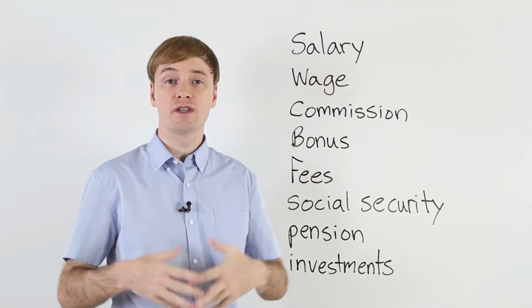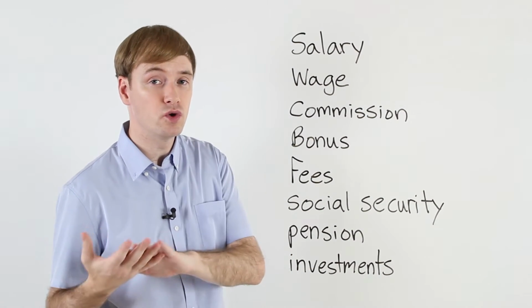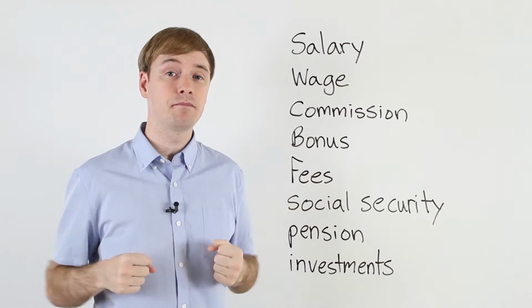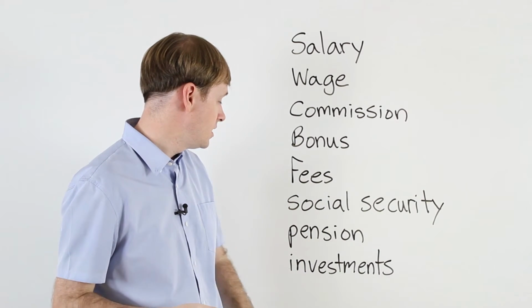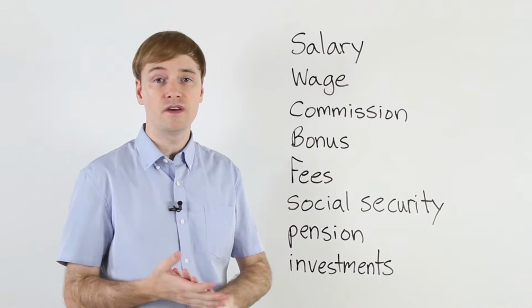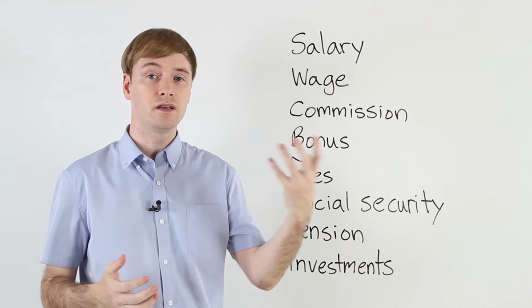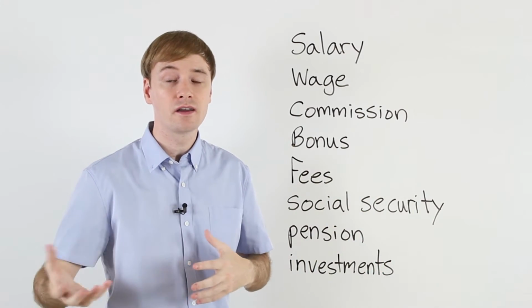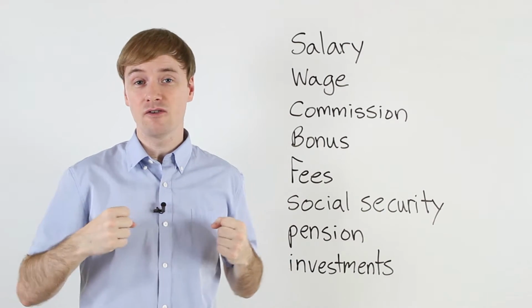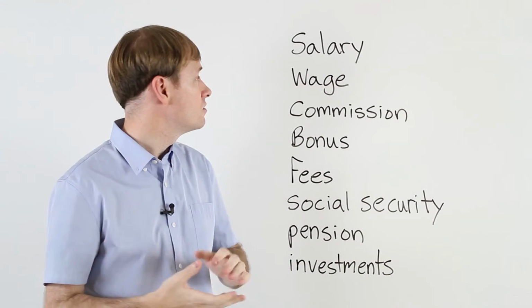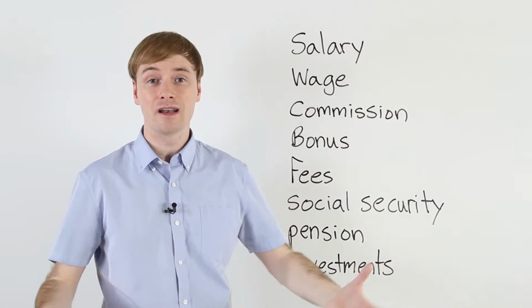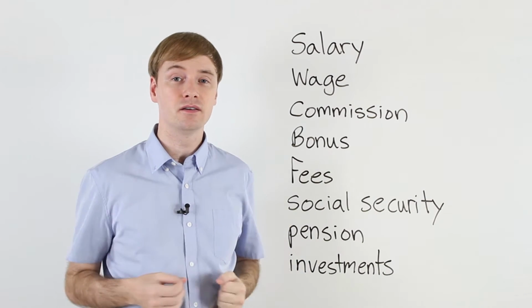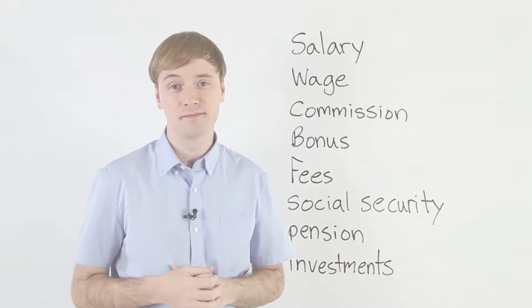Pension, that is your retirement money. So after you retire, you can collect a pension. That's an income. And the last one, investments. So if you are investing in property or stock and you make money, that is also an income. All right. So these are the different ways you can get an income. Let's take a look at some example sentences.